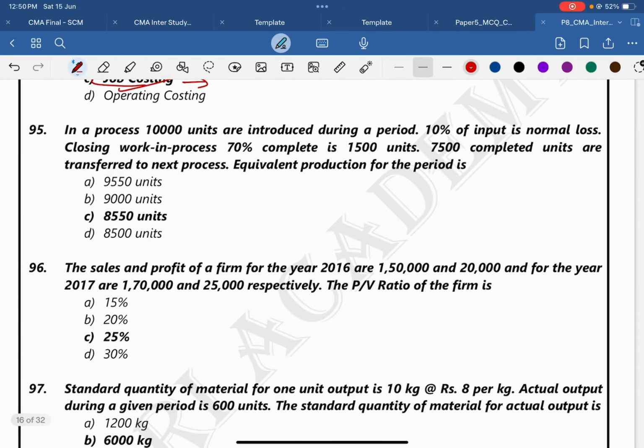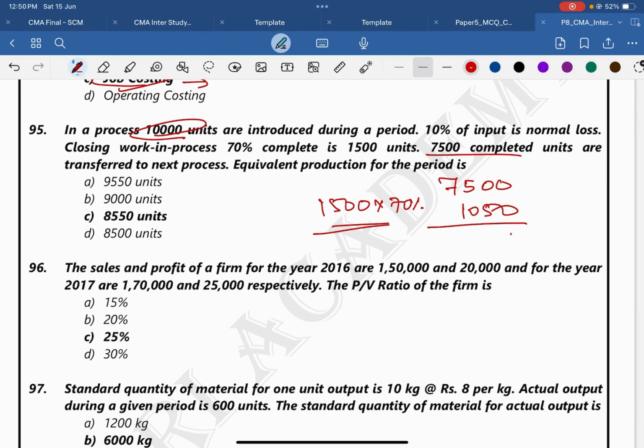95. In a process of 10,000 units is already done. Repetitively, they are asking 7,500 plus 1,500 into 70%. 1,500 into 70% is nothing but 1,050, I think so. If you add, it will become 8,550.